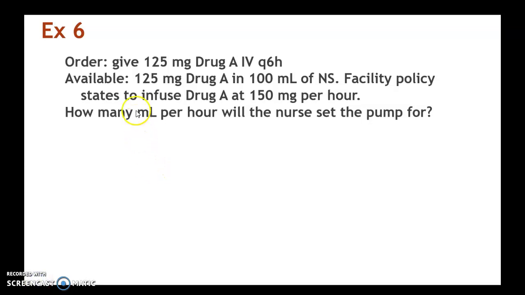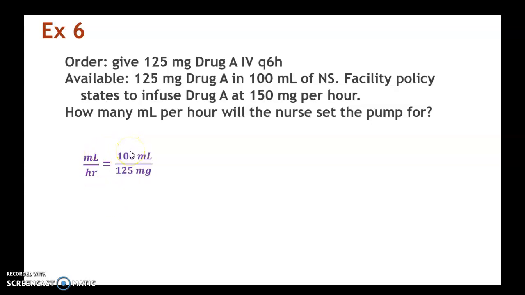Now remember, we set the pump for milliliters per hour. Okay, the facility policy says that we're infusing drug A at 150 milligrams per hour. So don't just assume that we're going to snatch up that 150. That's 150 milligrams per hour, but we need to figure out how many milliliters per hour we're going to be looking at. So the desired answer is milliliters per hour, which means our first fraction needs to be milliliters.